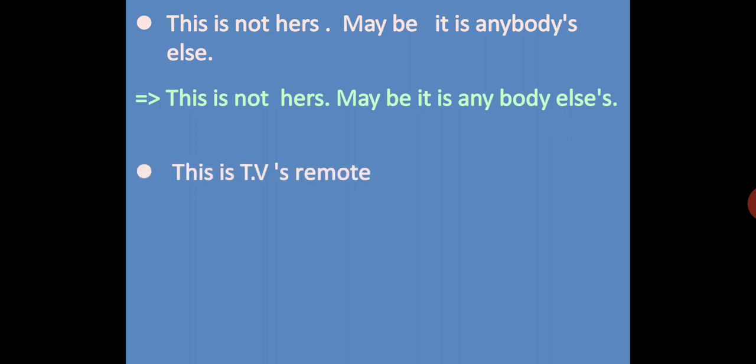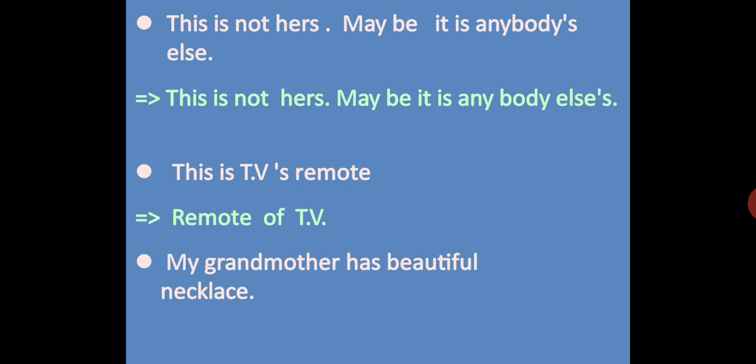Next sentence. This is TV's remote. Here, TV and remote both are non-living things. In the case where both are non-living things, the remote belongs to the TV. So, we write first remote, then we use the of pattern. Right? So, what will be the answer? Remote of TV.